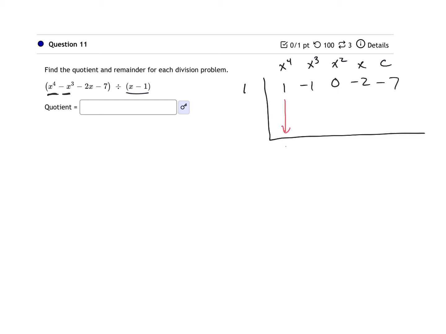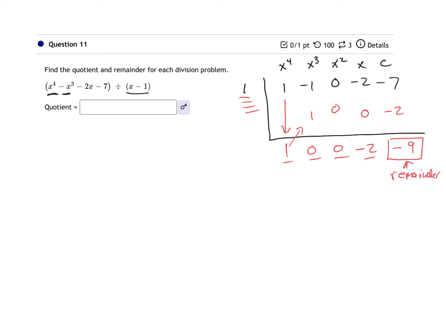I bring down the 1, and so that's 1. Then I do 1 times 1 and put that there. That will be 1. -1 plus 1 gives me 0. 1 times 0 is 0. 0 plus 0 is 0. 1 times 0 is 0. -2 plus 0 is -2. 1 times -2 is going to be -2, so -7 and -2 is -9. Now, whatever this last part here is, that's going to be your remainder. So my remainder is -9.